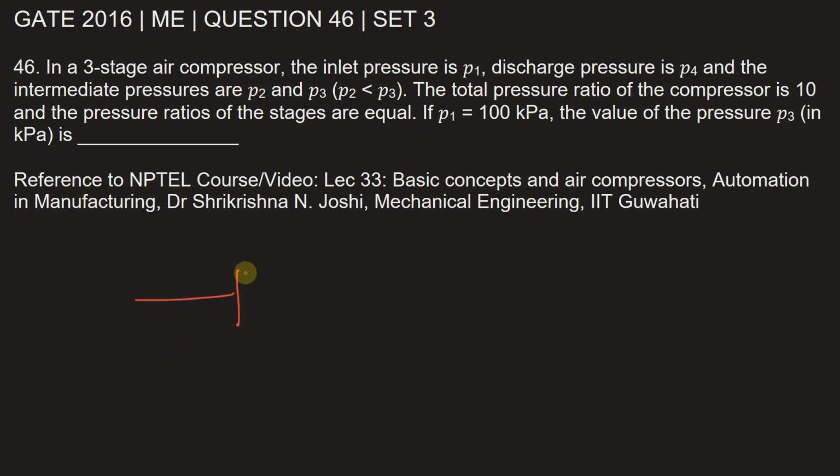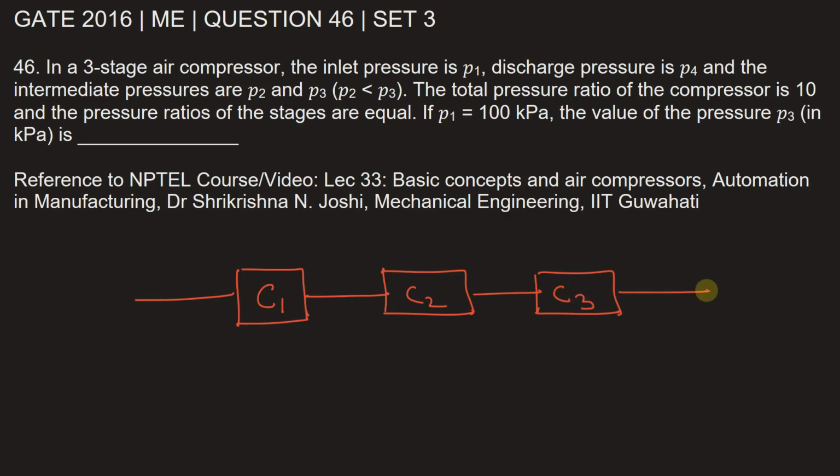Now it's given that all the compressors are in series. So let's draw all the compressors. Let's say this is compressor 1, C1. This is the second compressor, C2, and C3. So this is the last compressor. Now the initial pressure is P1. Here it is P2, P3 and P4.